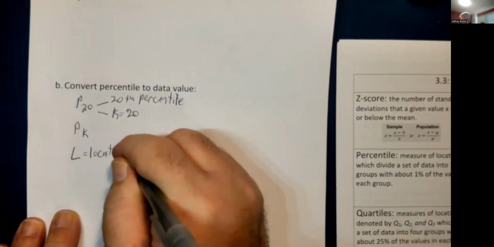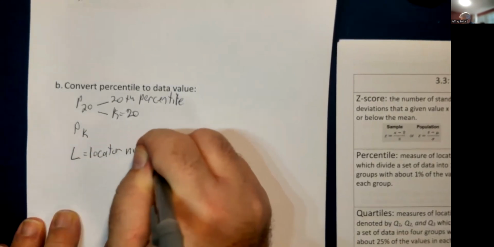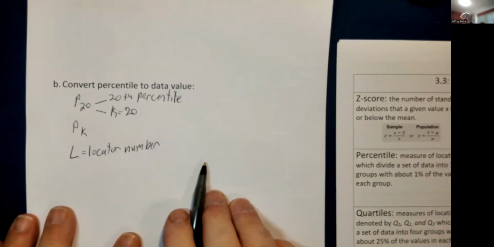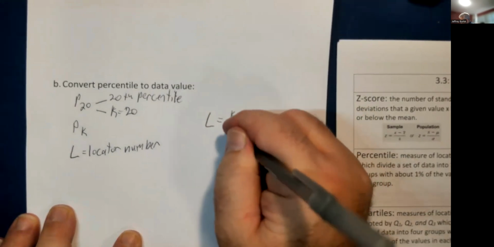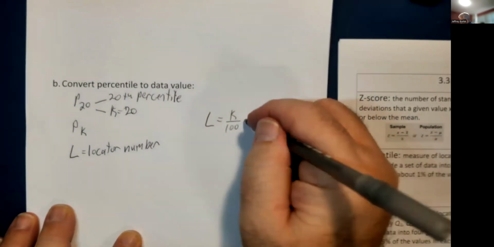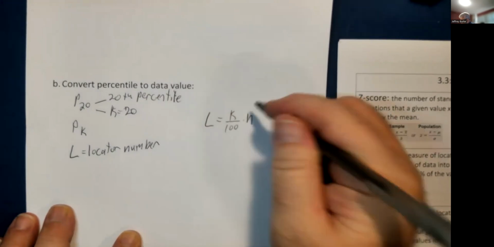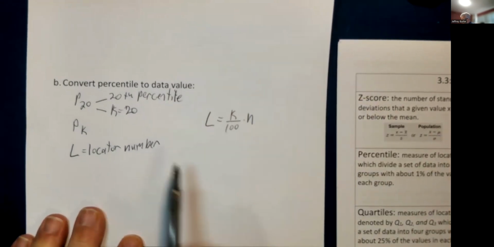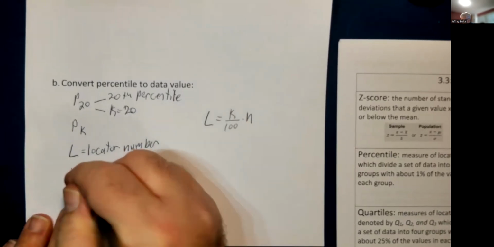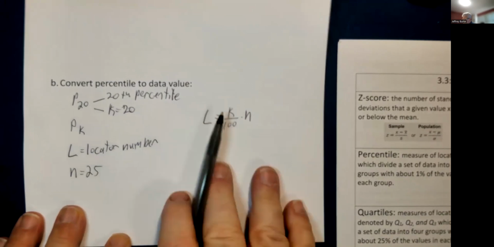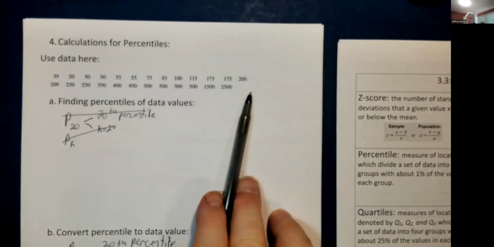I'm going to look for something which is called an L. That's a locator number. So I want to find the locator number. The formula to do this is L is equal to K divided by 100 times N. So what I'm going to do now is take that 20 and divide that by 100. The N is how many values I have here, which in this case is 25, because if I count the total amount of numbers I have here, that's going to be 25 numbers.